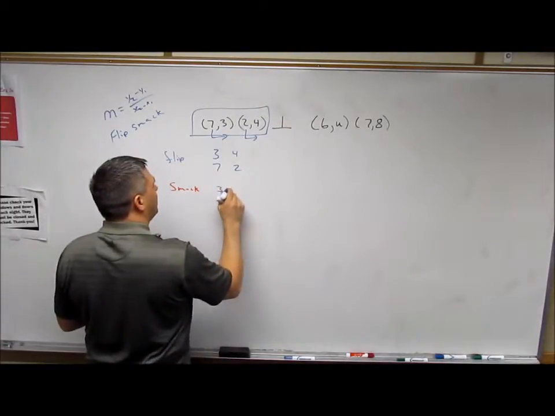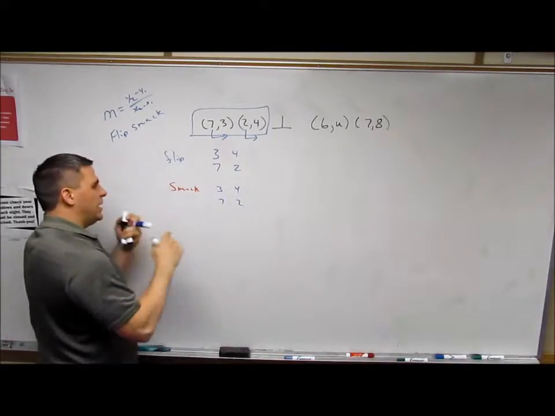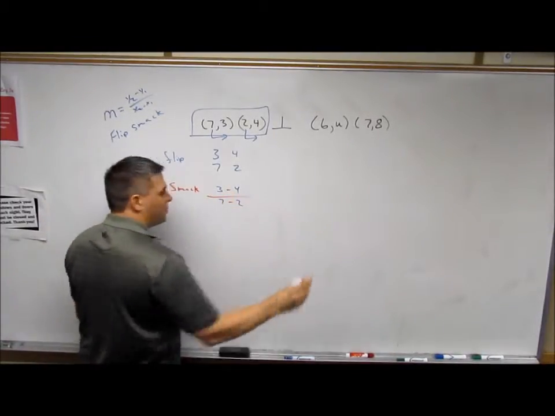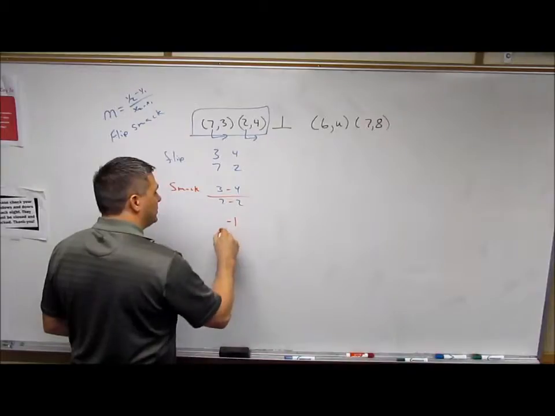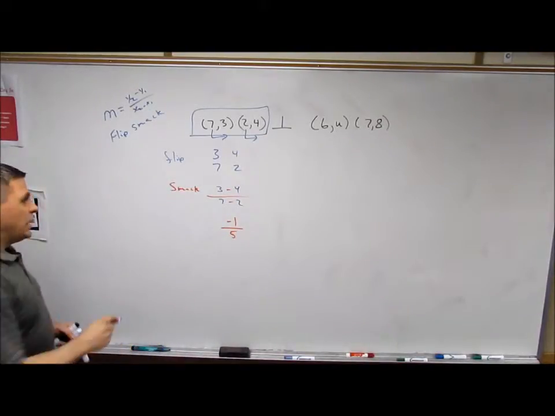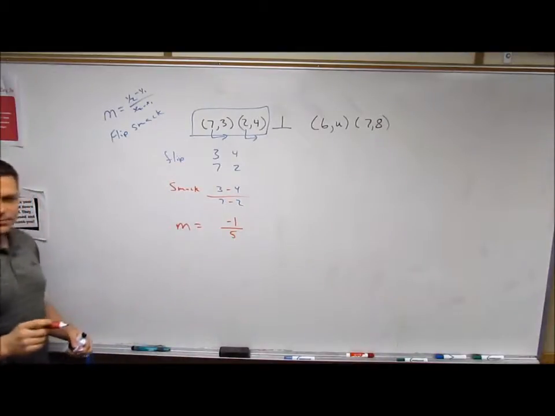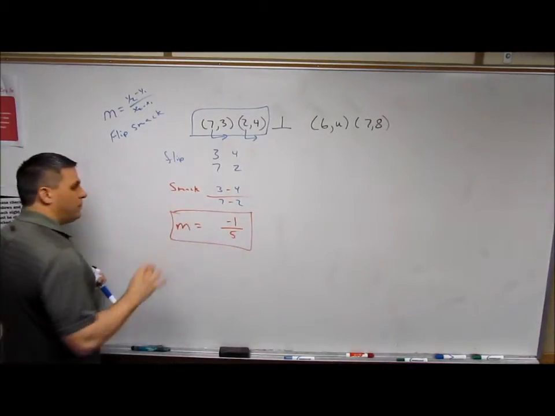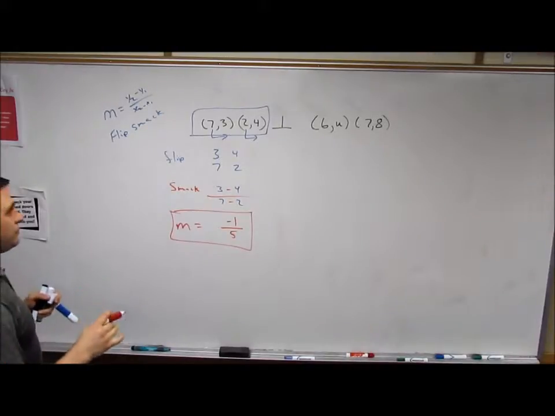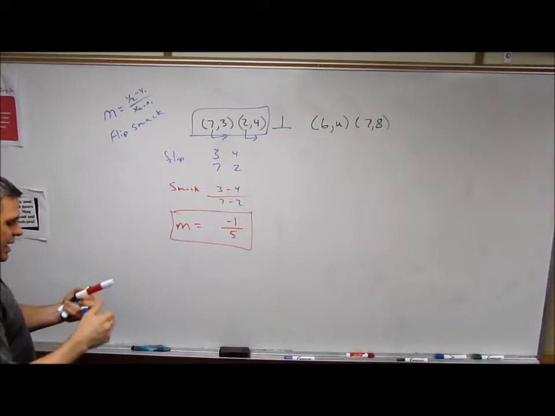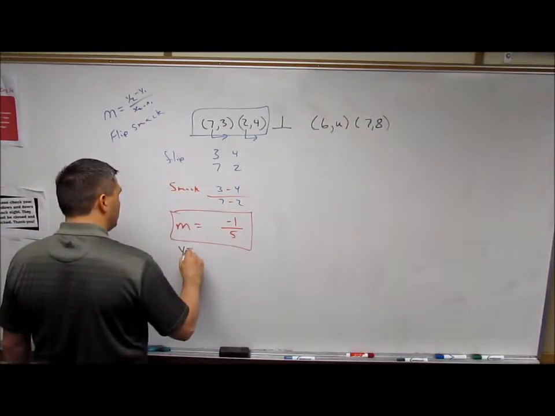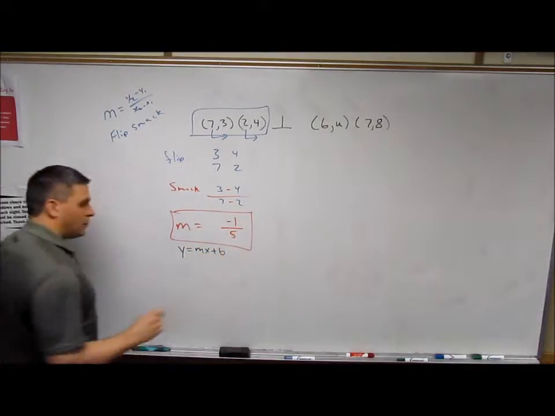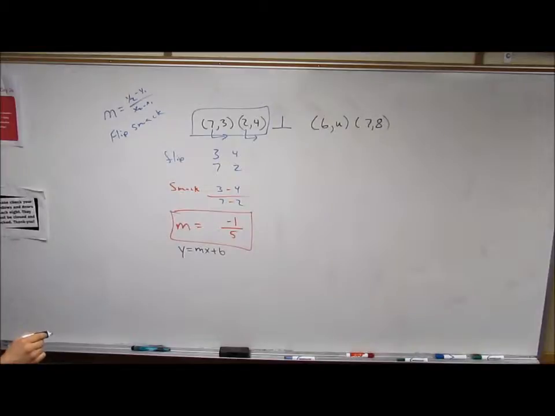So I have 3, 4, 7, 2, and I smack and run. So now I have negative 1 over 5. And that is your m. Real easy. Bam. So from that, now I use my y equals mx plus b. And I plug in my values.